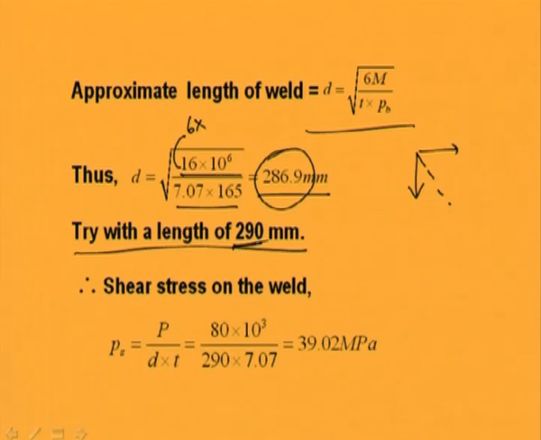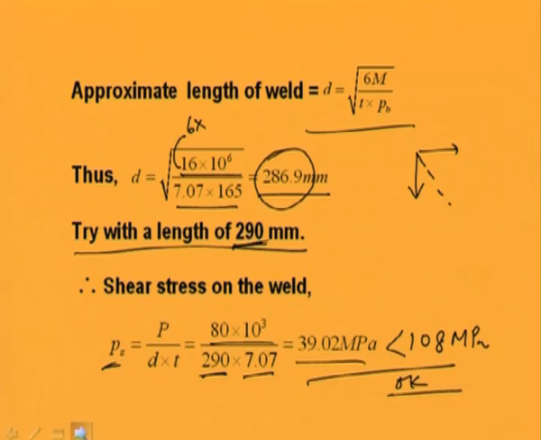If we make the length 290 millimeter, PS I can find out as P by D into T, which will become P is 80 into 10 cube, D is considered as 290 from the calculation, and T is 7.07. From the calculation I get 39.02 MPa. So the shear stress on the weld PS is coming as 39.02 MPa, which is less than 108 MPa. So, okay.